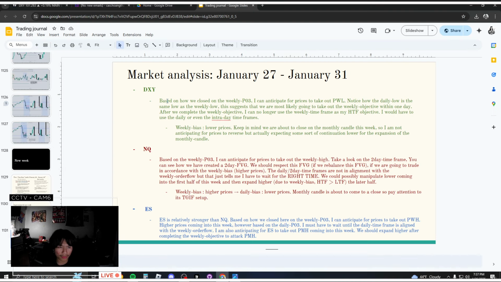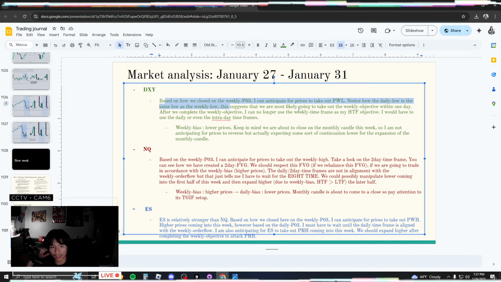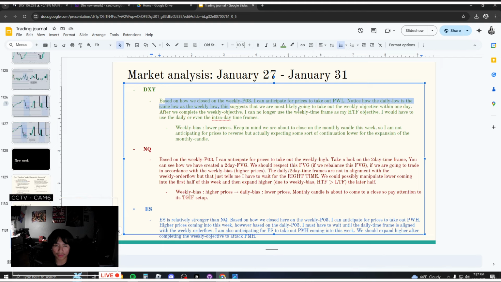And that's about all I have for the weekly time frame on the dollar. So here, based on how we close on the weekly power of threes or weekly candle, I can anticipate for prices to take out previous week's low. Notice how the daily low is the same low as the weekly low. This suggests that we are most likely going to take out the weekly objective within one day. After we complete the weekly objective, I can no longer use the weekly time frame as my higher time frame objective. I would have to use the daily or the intraday time frames as well.